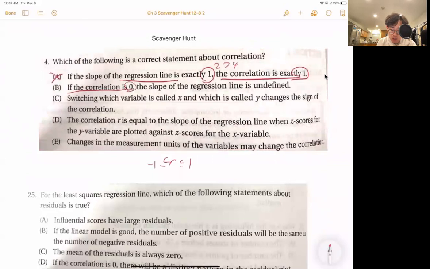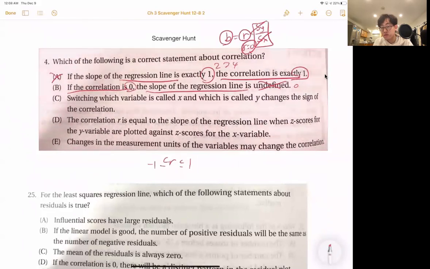If the correlation is 0, the slope of the regression line is not undefined. It actually has to be 0, because remember, guys, the slope is this. R heavily influences the slope of the regression line. It's just that it also depends on the standard deviation of the Y's and X's as well. But if a correlation is 0, who cares about the standard deviation? 0 times anything is still 0. So the slope also has to be 0.